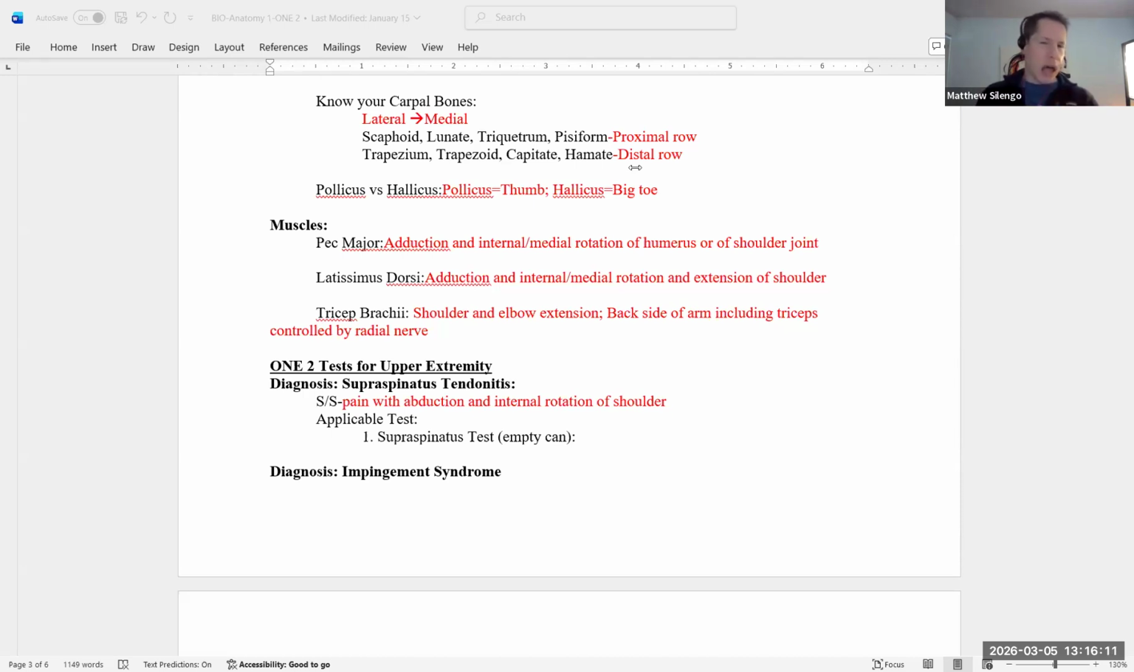But again, not really a lot of questions that come up with that stuff. But that's just basic anatomy. So you want to know some of that. And then make sure you know the terms pollicis and hallucis, referring to thumb and big toe. So pollicis referring to thumb, hallucis to big toe.